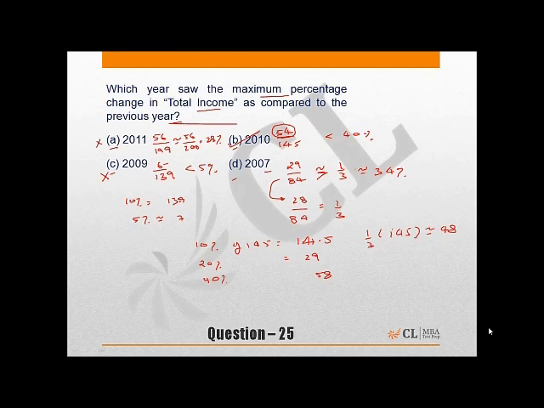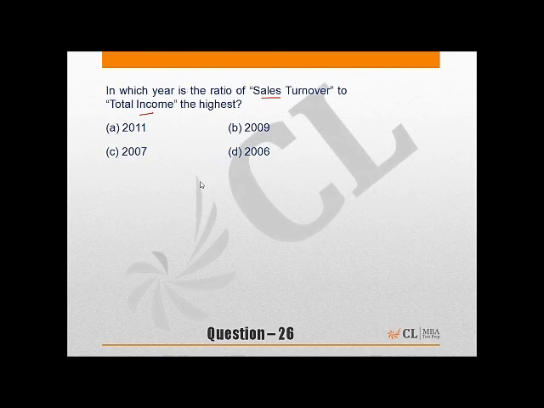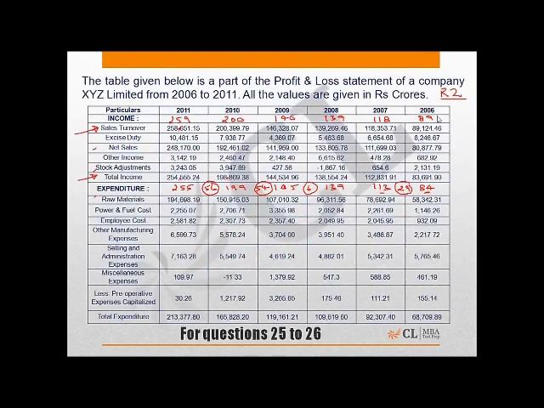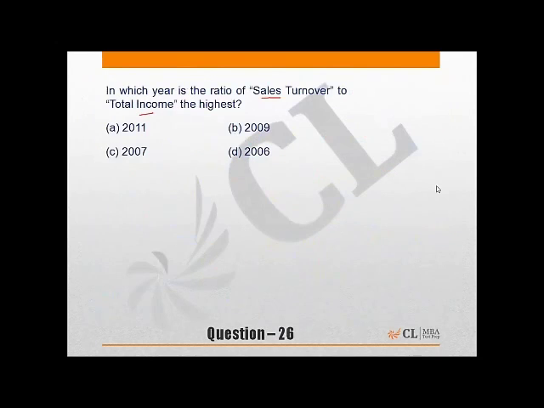Okay. Great. So now let's move to the next question. Question 26. In which year is the sales turnover to total income highest? Again, picking data from the table, the sales turnover to total income. Let's write down this data for all the four choices which are mentioned in the question.